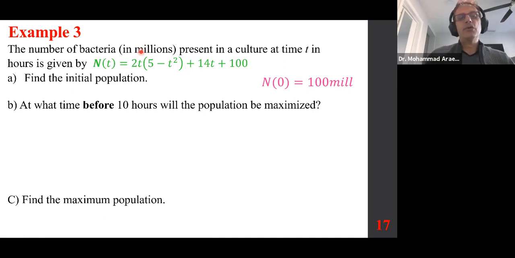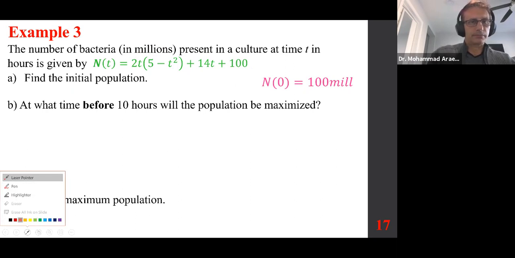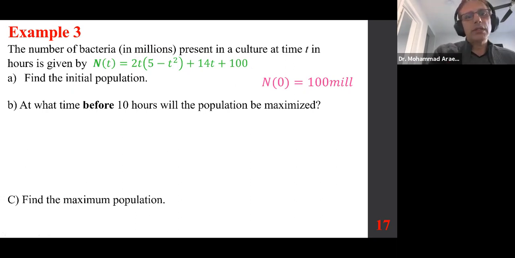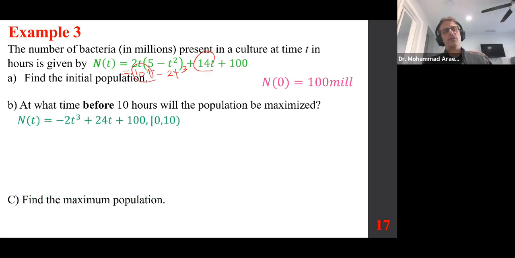At what time before 10 hours will the population be maximized? Let's write a couple of things here. So this one is 10t minus 2t cubed. If we put this in descending order and combine these two, we get the following. N of t is minus 2t cubed plus 24t plus 100. We go from 0 to 10.